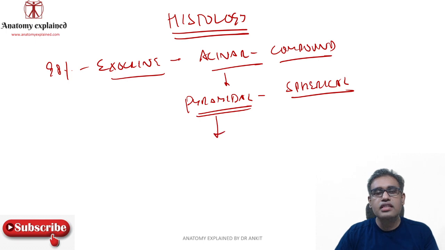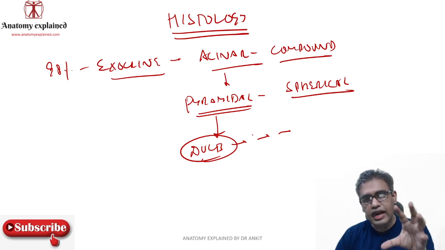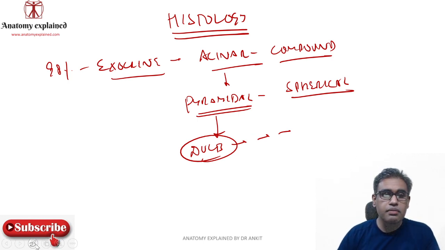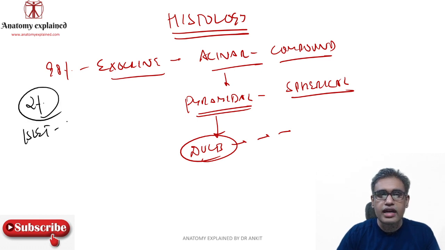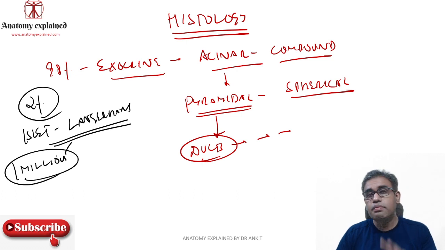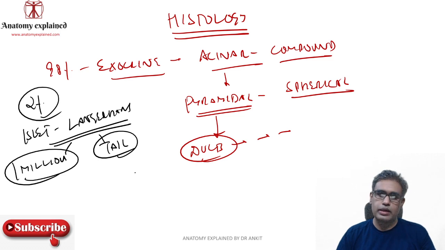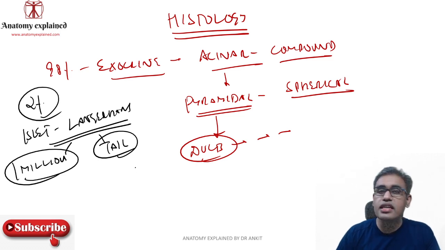All these pyramidal cells will secrete the enzyme that will be taken up by the smaller ducts, then to the bigger ducts that we have seen. 98% of the gland is this. The remaining 2% of the gland is a cluster of cells known as the islets of Langerhans. In total there are around 1 million, that is around 10 lakh, islets of Langerhans in the pancreas, out of which the maximum are in the tail region. And if you remember, the tail was going close to the splenic hilum.